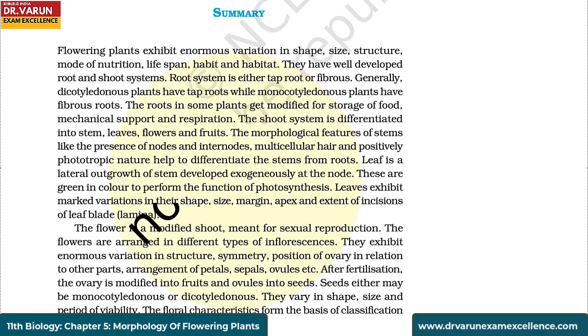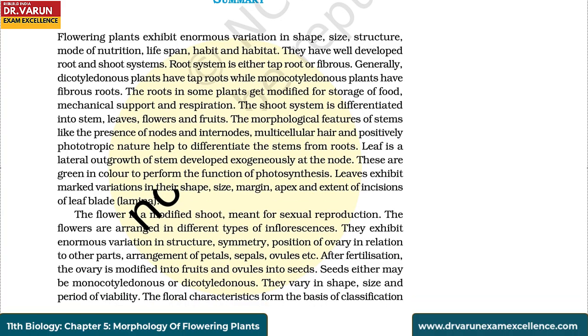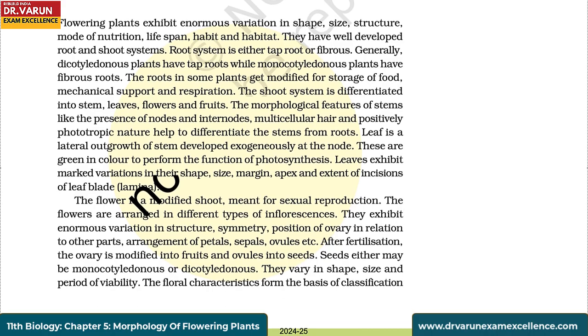Summary. Flowering plants exhibit enormous variation in shape, size, structure, mode of nutrition, lifespan, habit, and habitat. They have well developed root and shoot systems. Root system is either taproot or fibrous. Generally, dicotyledonous plants have taproots while monocotyledonous plants have fibrous roots. The roots in some plants get modified for storage of food, mechanical support, and respiration. The shoot system is differentiated into stem, leaves, flowers, and fruits.